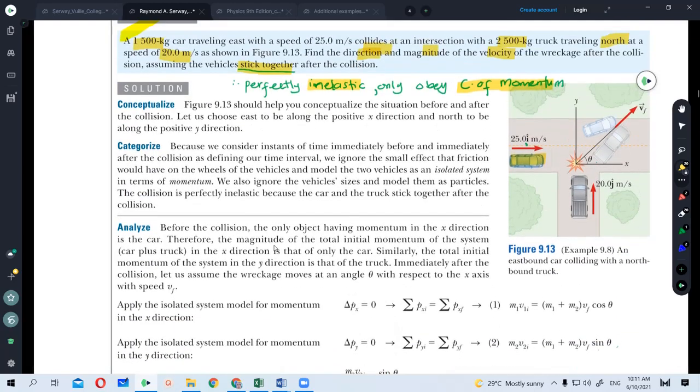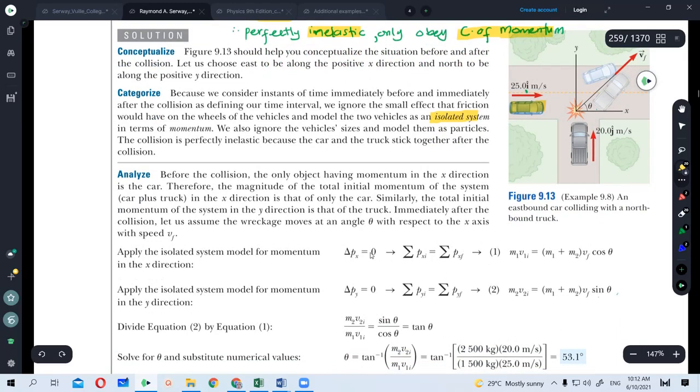Since this is an isolated case, or perhaps the problem should say ignoring energy loss, calculate the direction and magnitude of velocity. It's quite clear that this is an isolated system. Looking at the situation in the x direction, from the very beginning the momentum is solely from the car. Therefore, this expression becomes 1500 times positive 25.